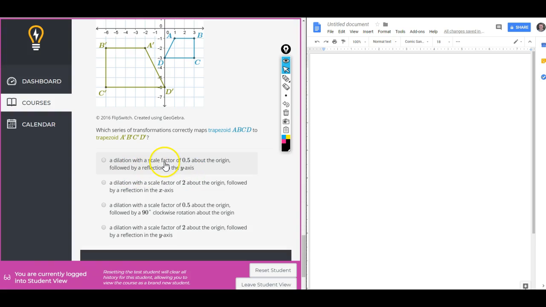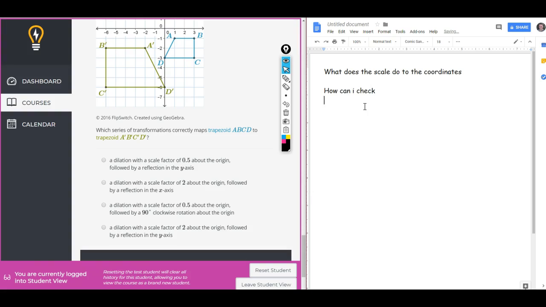So the difference between this option and this option is the scale factor. This one has a scale factor of 0.5 and this one has a scale factor of 2. So what does the scale factor do to the coordinates? It enlarges them or shrinks them. So it'll either make the image larger or smaller. So how can I check?